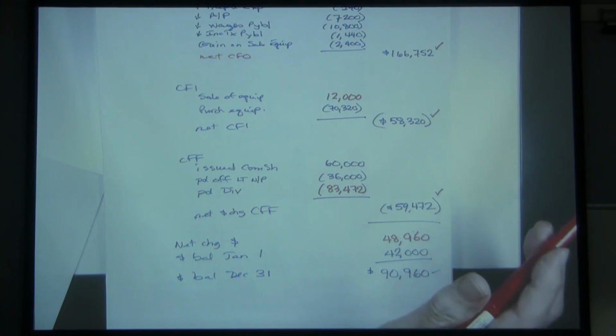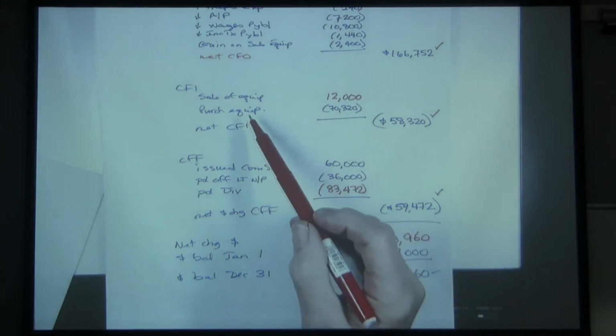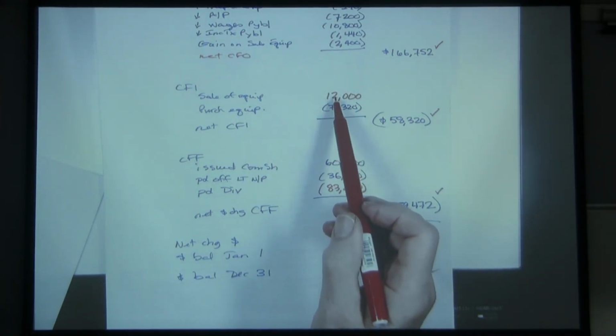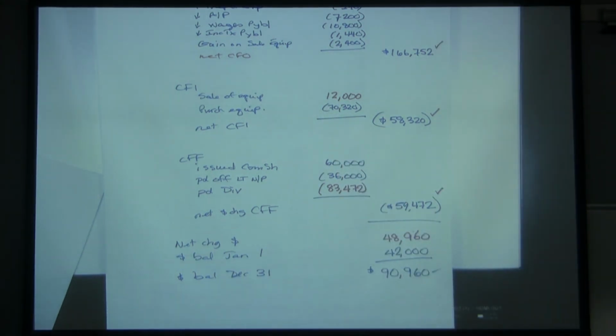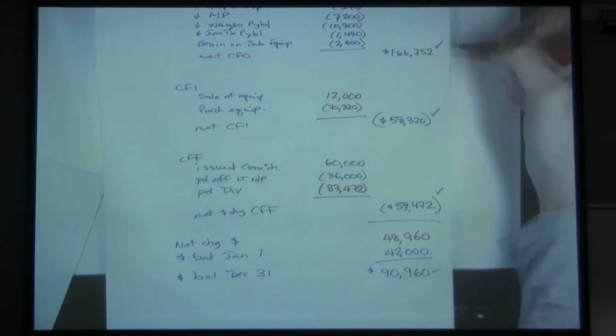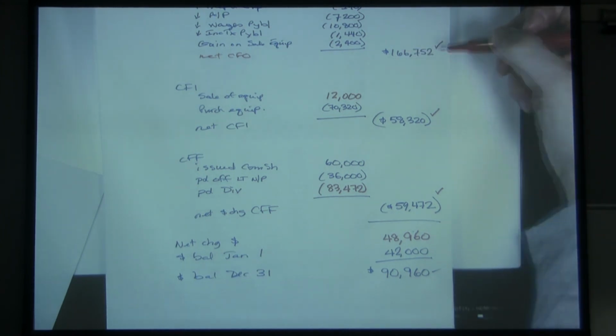We want to think about where did we get the money to buy this equipment. We got a little bit of it from the sale of equipment, but we got most of it from CFO. That's also a good sign. We want most of our cash to be coming from the CFO section.